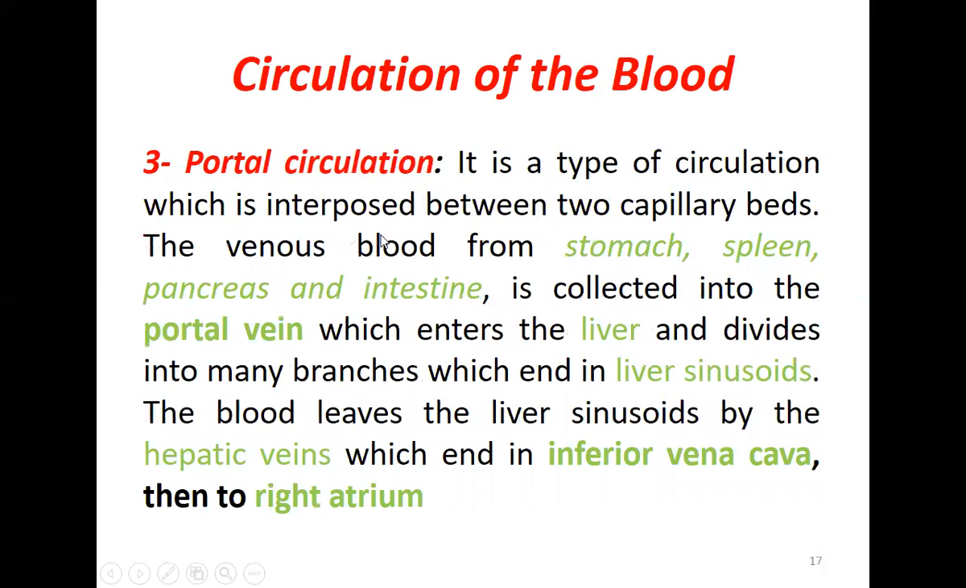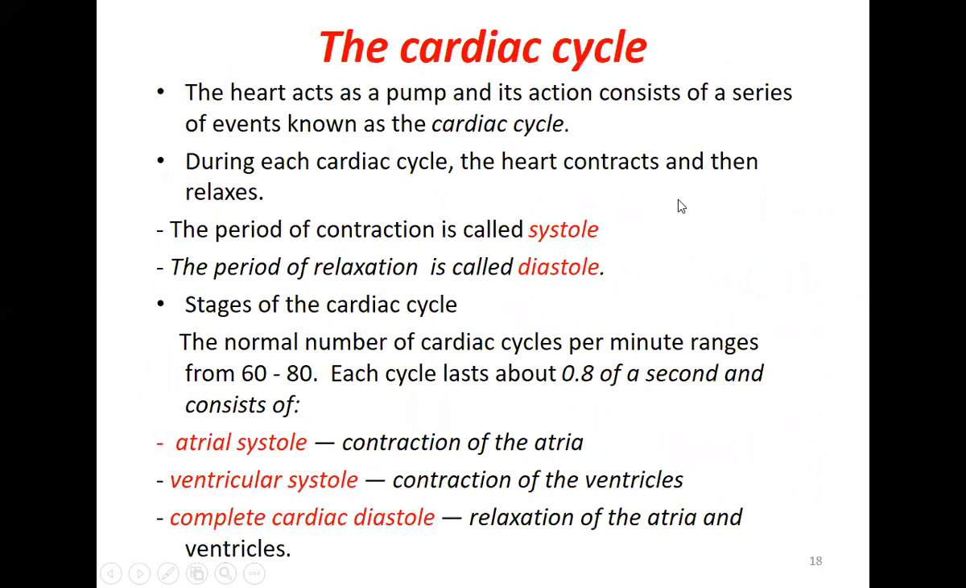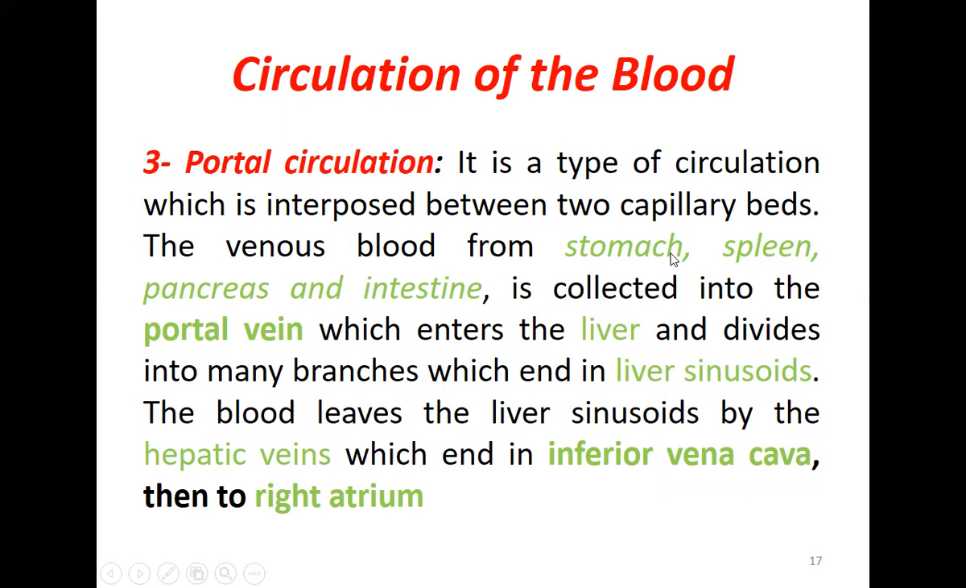It is a type of circulation which is interposed between two capillary beds. The venous blood from the stomach, spleen, pancreas, and intestine is collected into the portal vein. The portal vein enters the liver and divides into many branches, which end in the liver sinusoids. The blood leaves the liver sinusoids by the hepatic veins, which end in the inferior vena cava to the right atrium. So the blood starts from the different organs, goes through the portal circulation to the liver, and back into the inferior vena cava. So this is called portal circulation.